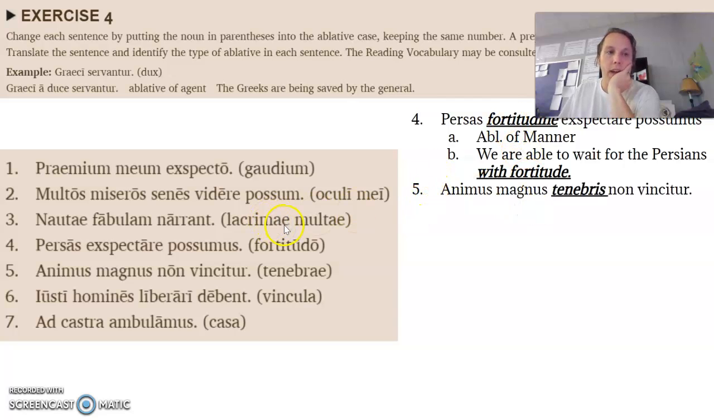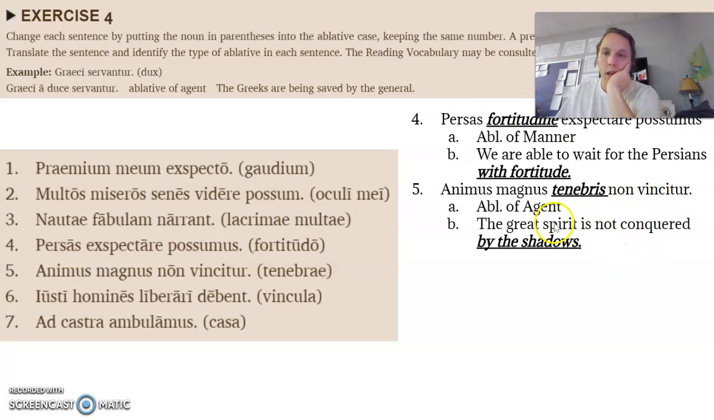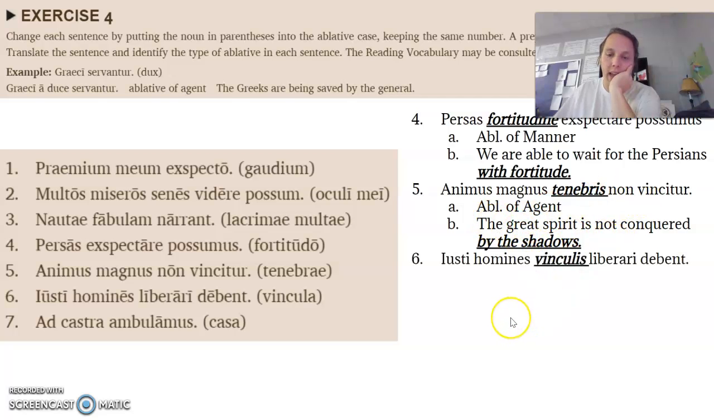Okay. Number 5, animus magnus non vincitur. And then we got to put in the word tenebrae. Tenebris is the ablative plural. So you'll notice tenebrae is plural. That's why we made this plural. That's where I'm getting that from. Okay. That is an ablative of agent because we got a passive verb here. So that's going to make it an ablative of agent. The great spirit is not conquered. Tenebris, by the shadows.